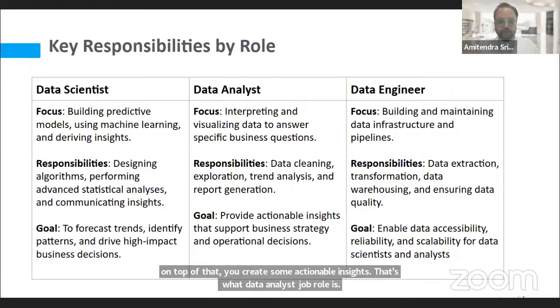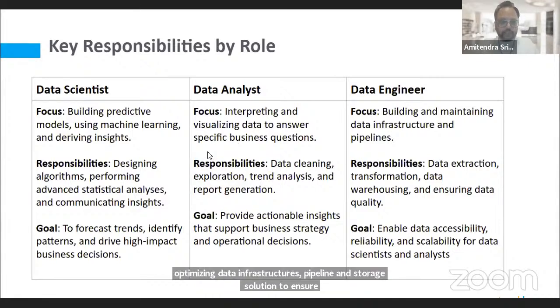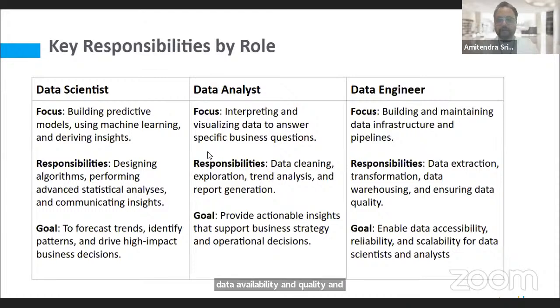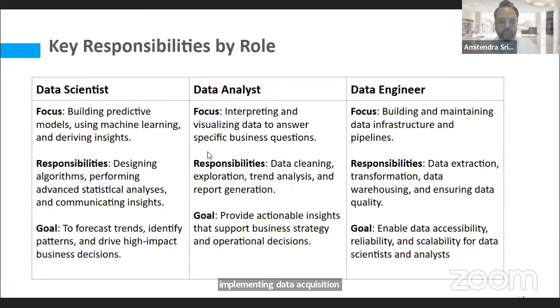Data engineer, when we are talking about data engineering, the data engineers are responsible for building, maintaining, and optimizing data infrastructures, pipelines, and storage solutions to ensure data availability and quality. And main responsibilities would be designing and developing data architecture and data pipelines, implementing data acquisition processes, and integrating data from various sources. Not to forget optimizing data storage and retrieval, which is very important for optimal performance. So the goal is to make sure that data is accessible across the organization.